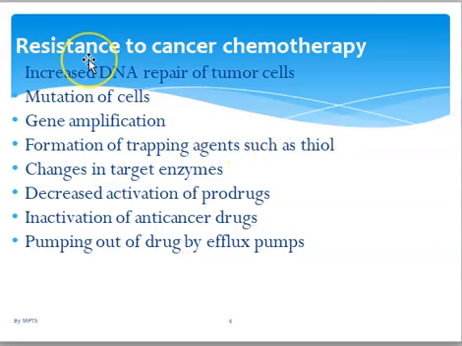Now, let me briefly talk about resistance to anti-cancer chemotherapy. I'm sure you can explain these in detail. One includes DNA repair. We have also mutation of cells, gene amplification, formation of trapping agents such as thiols, changes in target enzymes, decreased activation of prodrugs, inactivation of anti-cancer drugs, and pumping out of drugs. Now, this is just a representation. These are just outlines, but you can explain them.